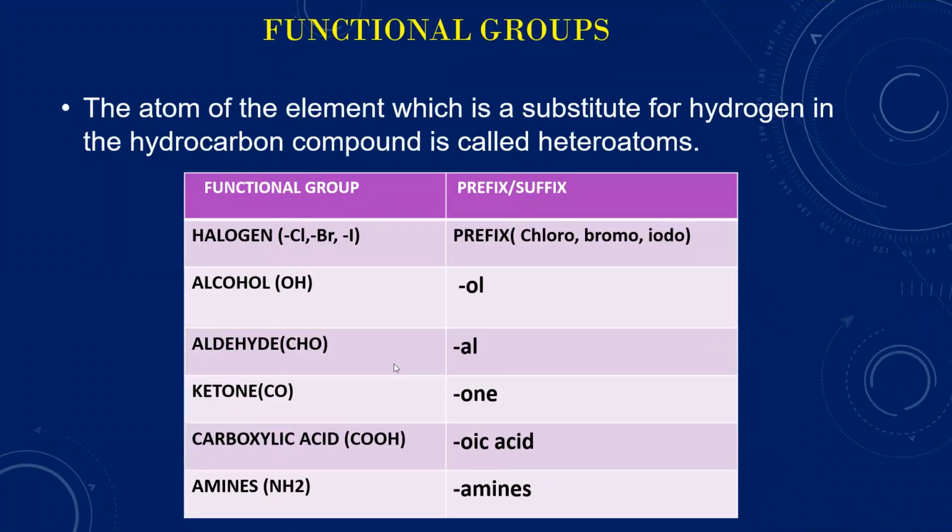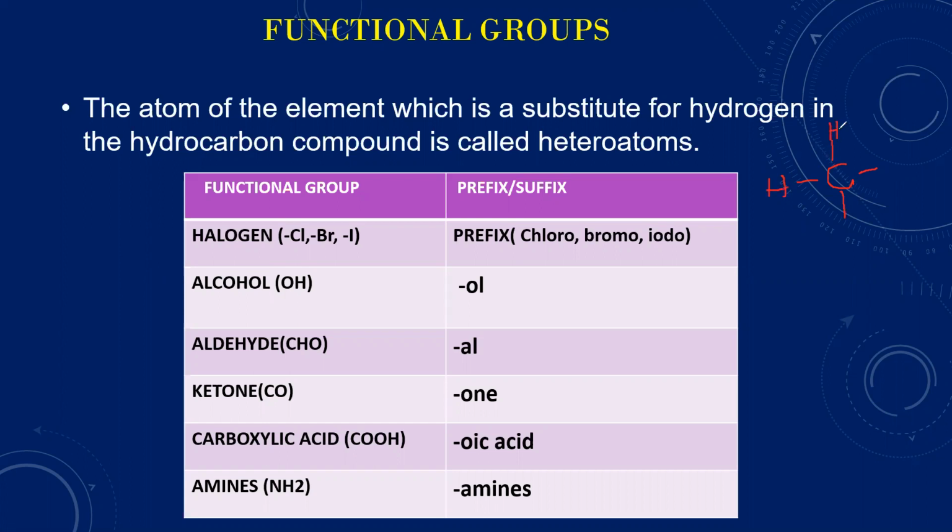And the next important thing you have to learn is about functional groups. We know that a hydrocarbon compound means a compound which contains carbon and hydrogen only. They are called hydrocarbon compounds. So if the hydrogen in a hydrocarbon compound is replaced by an atom or group of atoms, that is called a heteroatom. For example, we know that the valency of carbon is 4. All these valencies will be filled by what? Hydrogen in a hydrocarbon compound.